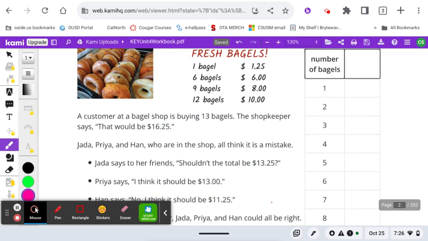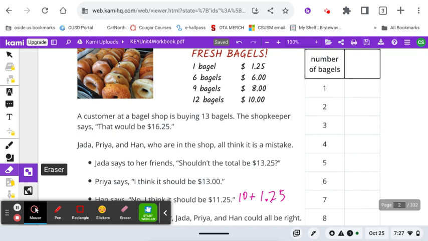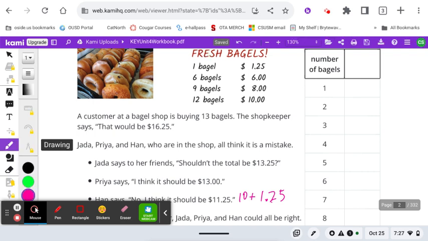Okay, let's see how you did. So what if they just went straight down to this 12 bagels for $10 and then the additional bagel was $1.25? Did you guys get that? Han, that's where he got his $11.25. Then for the $13.25 one up here, Jada did 6 bagels, and then the one additional bagel. So that's 6 and 6 makes 12, and then $1.25. That's what makes our $13.25.